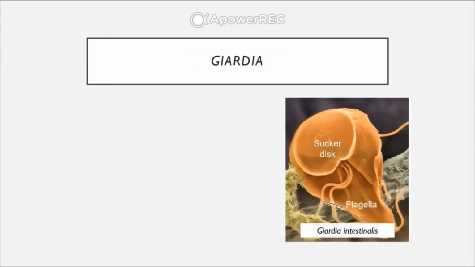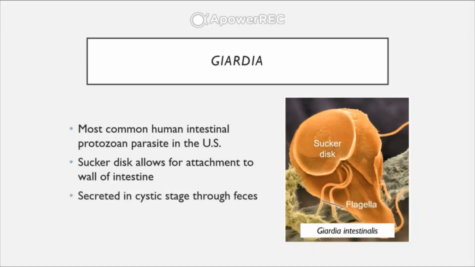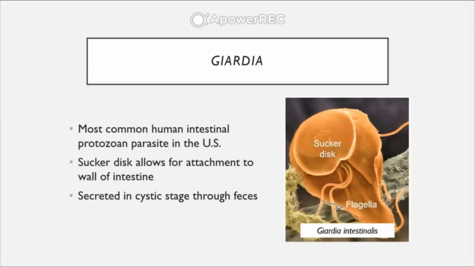Okay, now we have Giardia. This is the most common human intestinal protozoan parasite in the US. In this image, you can see a sucker disc which allows for attachment to the wall of an intestine. And it's secreted in cystic stage through the feces. And this image right here is of Giardia intestinalis, which causes Giardia in the US.